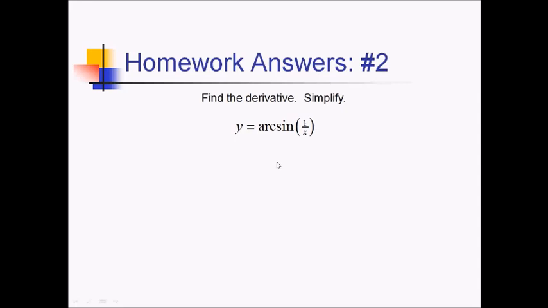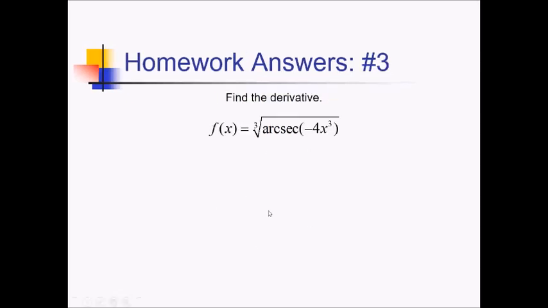For number 2, we've got a chain rule involving arcsine as the outer function and 1 over x as the inner. I'm going to start with the outer function derivative. That's going to be 1 over the square root of 1 minus this stuff squared. But then we have to multiply by the derivative of this inner function. This is really x to the negative 1. So our derivative then is negative x to the negative 2, which we can move upstairs, but that's really all we can do here.